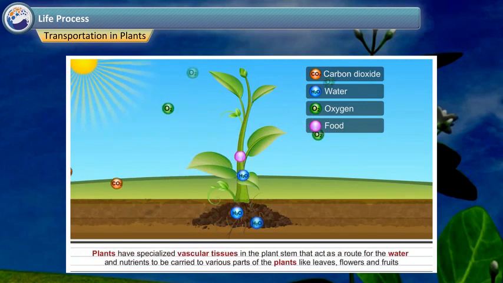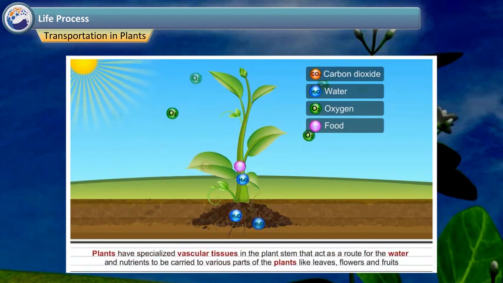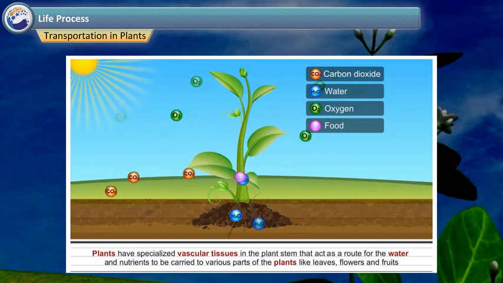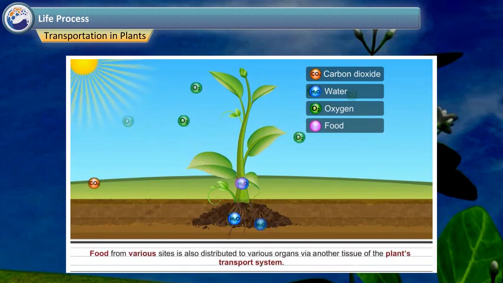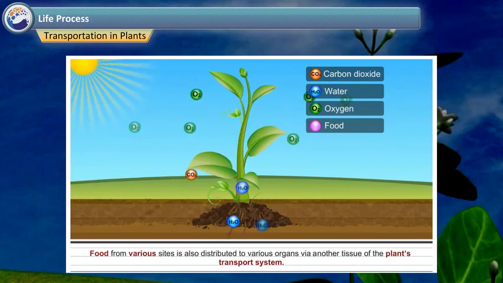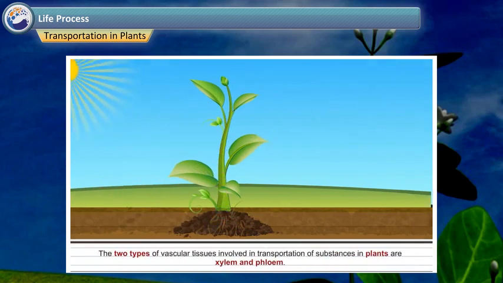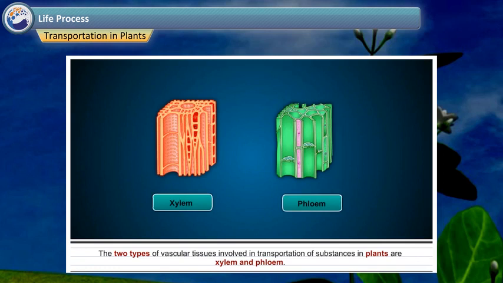Plants have specialized vascular tissues in the plant stem that act as a route for the water and nutrients to be carried to various parts of the plants like leaves, flowers, and fruits. Food from various sites is also distributed to the various organs via another tissue of the plant's transport system. The two types of vascular tissues involved in transportation of substances in plants are xylem and phloem.